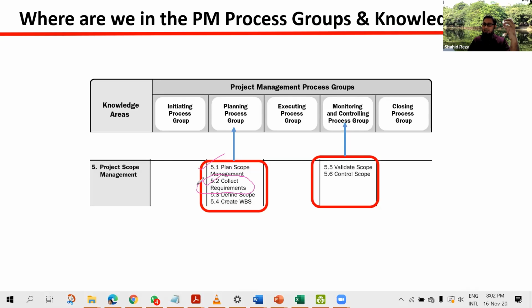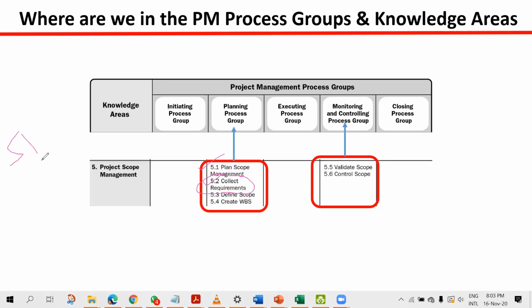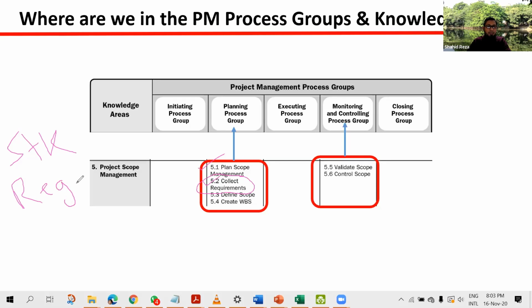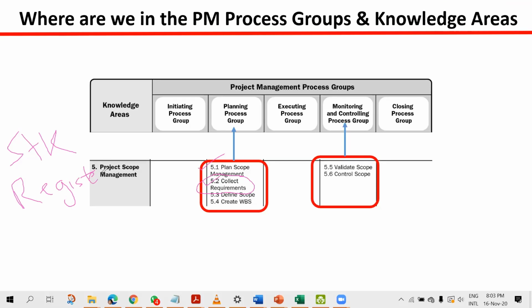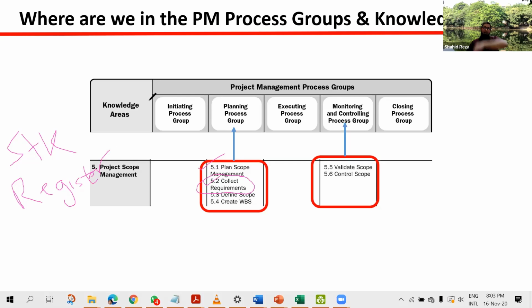So where will we get the names of the stakeholders? Where will we get the list of the stakeholders? In which document? Stakeholder register. What is the document name? Stakeholder register. Right? In the initiation process group, we did the process identify stakeholders. So in that document, we already identified all the stakeholders, their expectations, their requirements. So that document will now come into play.